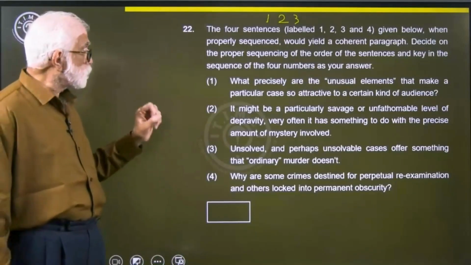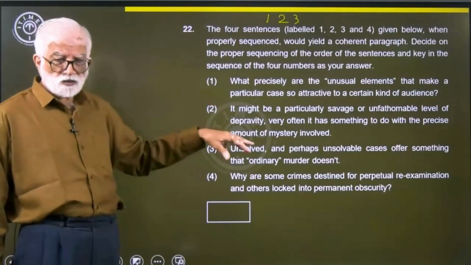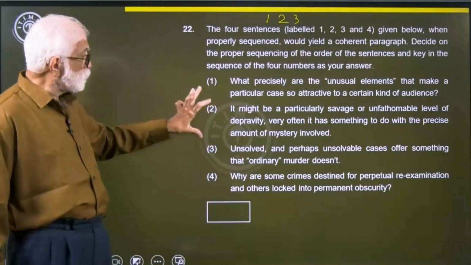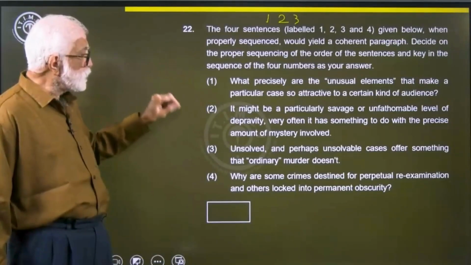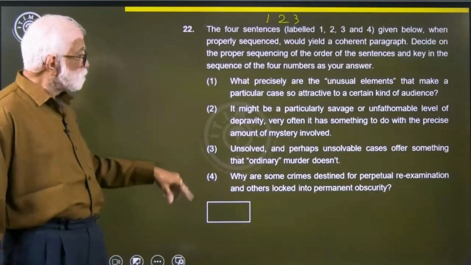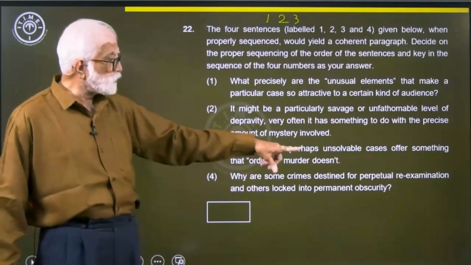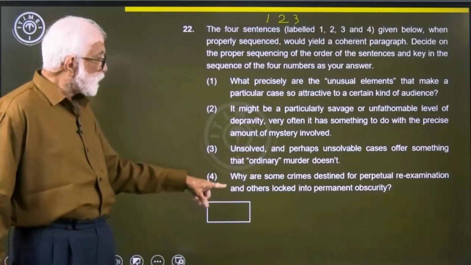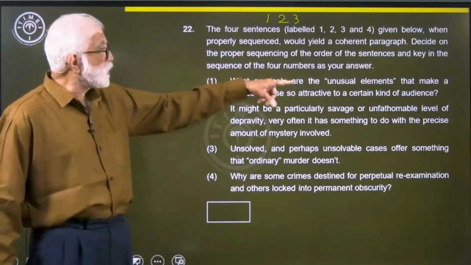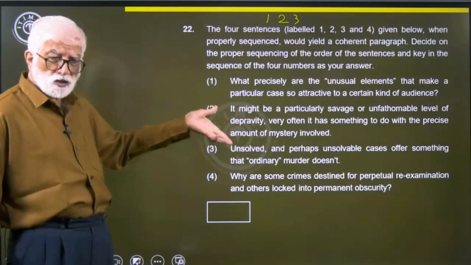So, I know 4 is also a question. So, now if 4 is a question, then 2 and 3 are answers. 2 and 3 are answers to a question. Now, are 2 and 3 answers to 1 or 2 and 3 answers to 4? Or are 4 and 1 the same question? Now, let us just look at that. Why are some crimes destined for perpetual re-examination and others locked into permanent obscurity? What precisely are the unusual elements? In what? In a particular case. What kind of case? A criminal case.